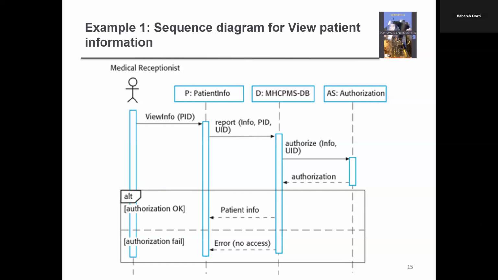If authorization is okay, the system proceeds to return the patient info back to the receptionist. But if authorization fails, it returns an error saying no access is granted. So this sequence diagram helps us to see both the normal flow and the exception flow all in one place. It's a really powerful way to represent what's going on behind the scenes when a user interacts with the system.